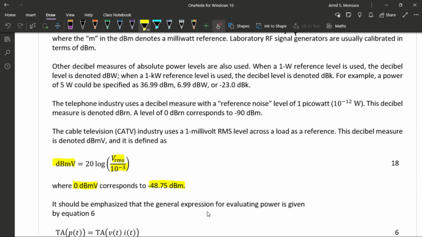Actually, that's not equal, because remember that this is a voltage level and this is a power level. They are only the same if this voltage produces this power at a given load. So you can verify that correspondence using P equals V rms squared over R, and then use R equals 1 ohm.